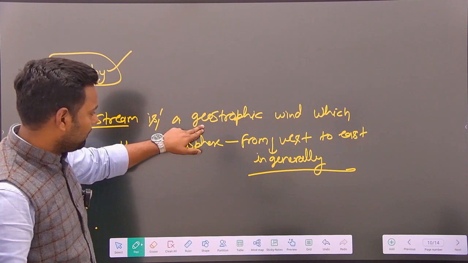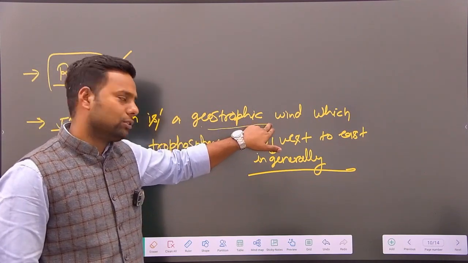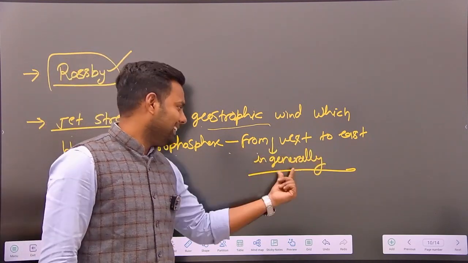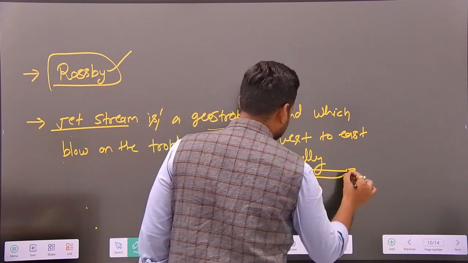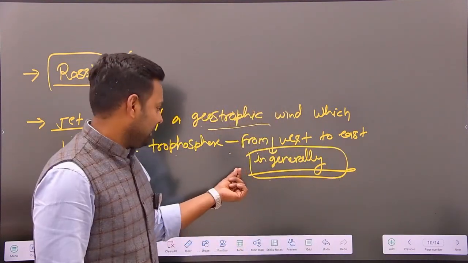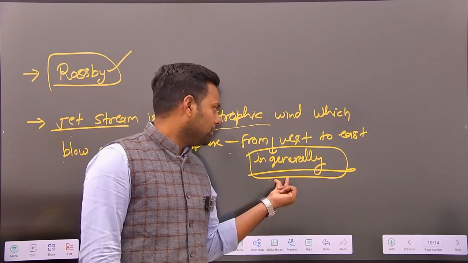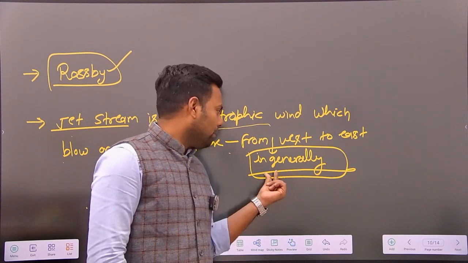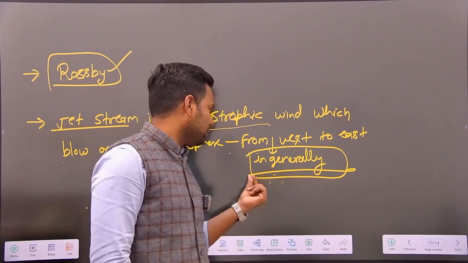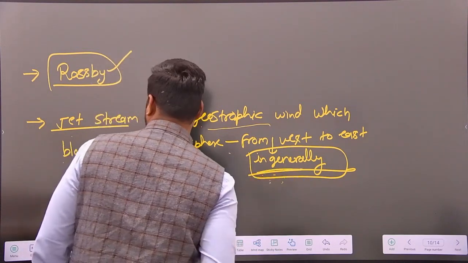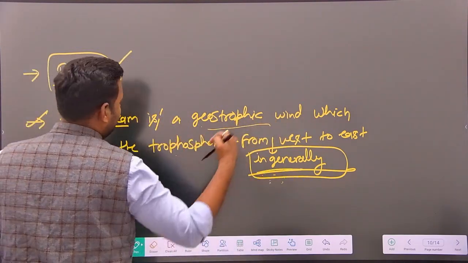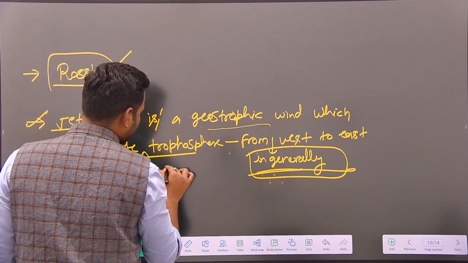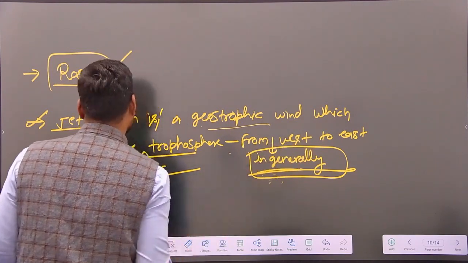Jet stream is a geostrophic wind. We are already done with what geostrophic wind means, which blows in the troposphere from west to east in general. Here is an important thing: this is not universally true, and before proceeding with this lecture we understood why the direction west to east in general is so important. So what is jet stream? Jet stream is a geostrophic wind which blows near the troposphere from west to east in general. Okay.